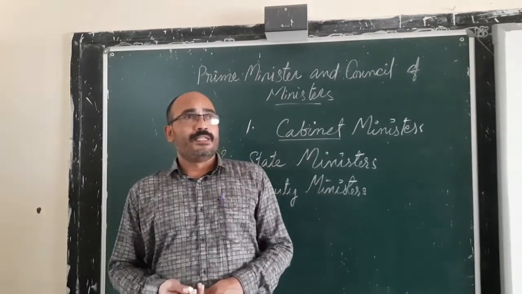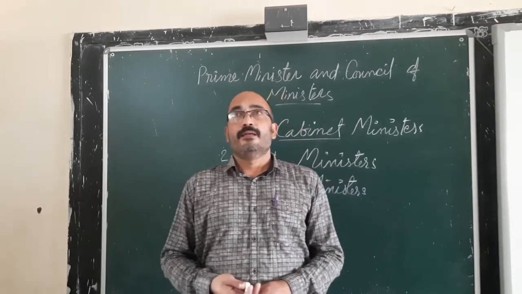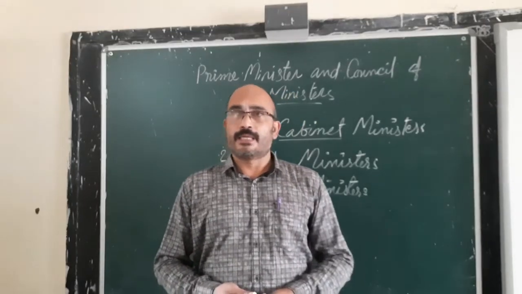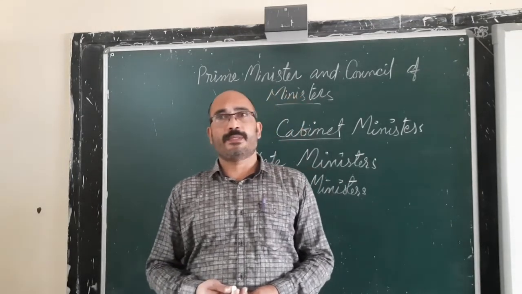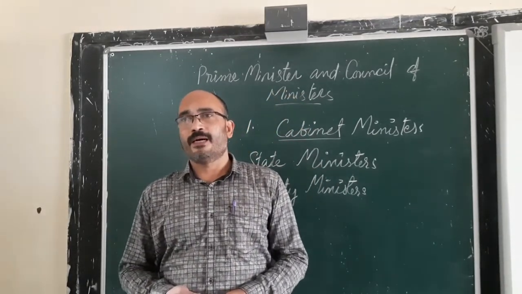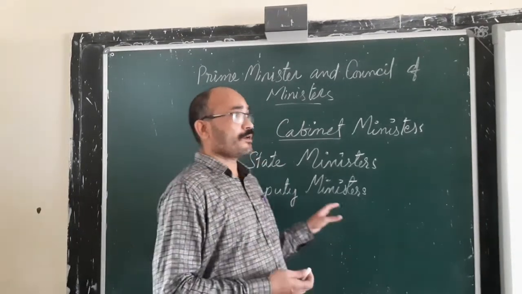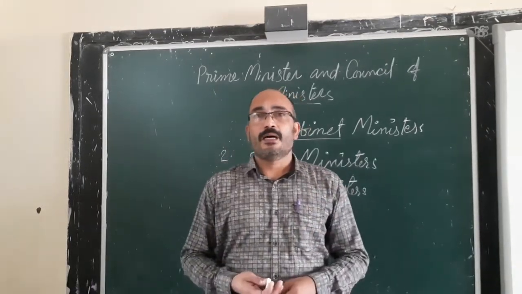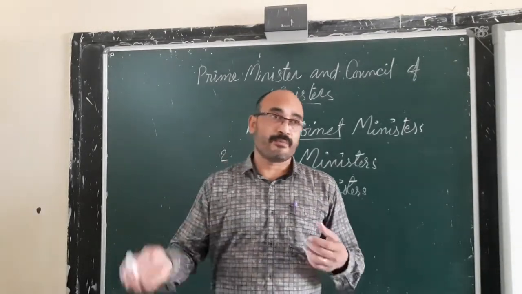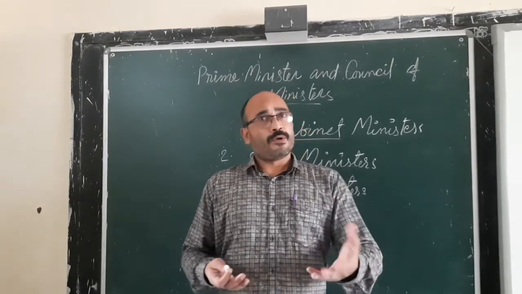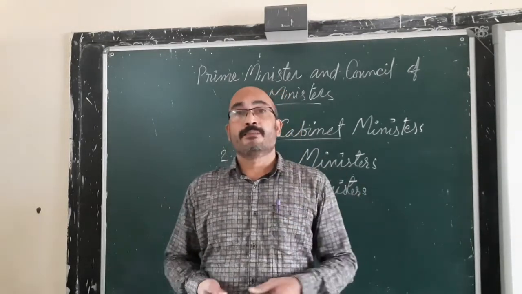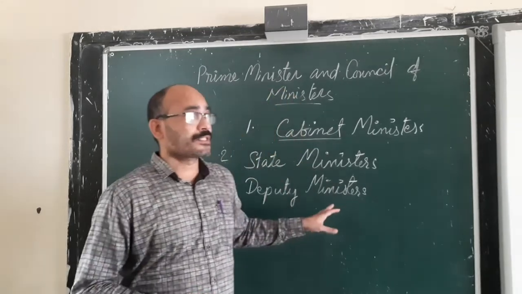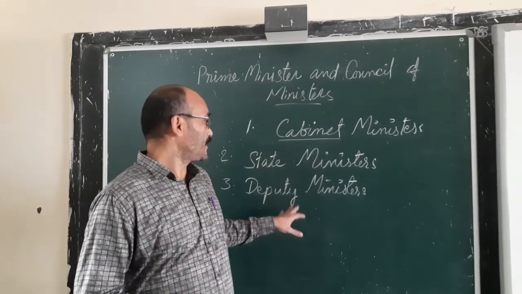And the time of the ministries: we have seen in the previous lessons the time of Lok Sabha and the time of Rajya Sabha, the time of members of Lok Sabha and members of Rajya Sabha, all this we have seen. Similarly, ministers also have a time. Mostly ministers are appointed from the Lok Sabha, and ministers are appointed from Rajya Sabha also. So the time of Lok Sabha is 5 years, the time of members of Rajya Sabha is 6 years. Rajya Sabha is a permanent house. Similarly, we cannot say a particular time for the ministries.